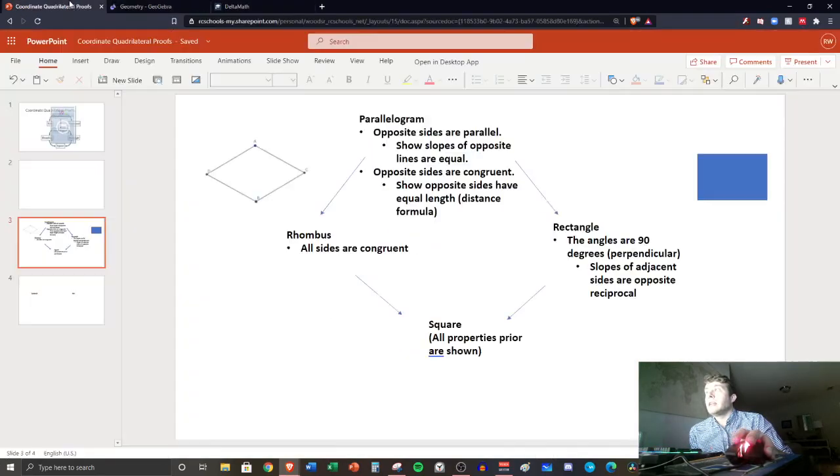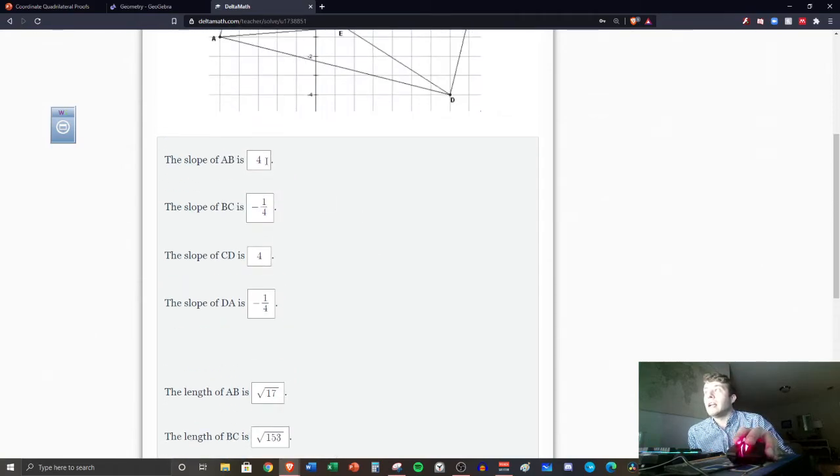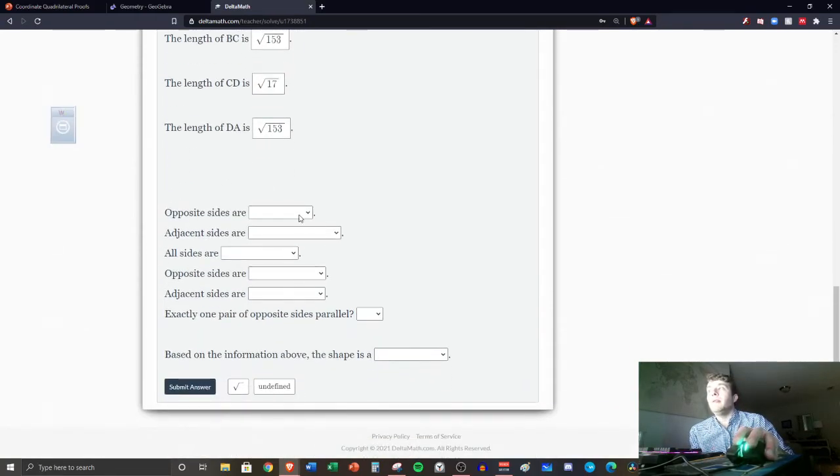The main thing for rhombuses is all sides are congruent, and a square, all sides congruent. Obviously, not all sides are congruent, so this is definitely not a rhombus or a square, but we're seeing that opposite sides are parallel. And then the biggest thing about a rectangle is that the adjacent angles are perpendicular. So now we fill in these bubbles.